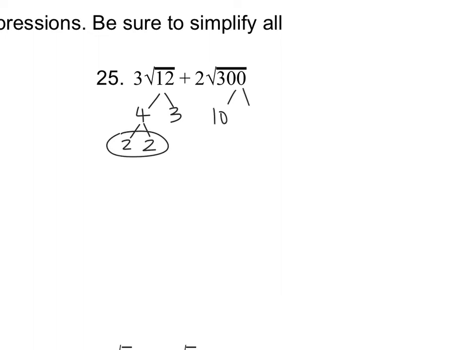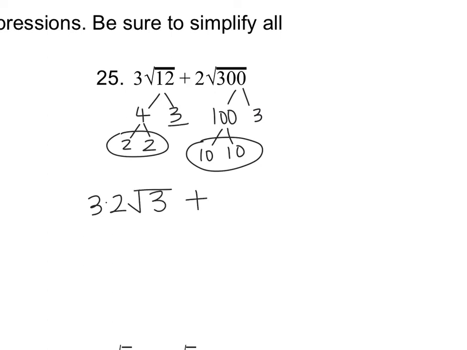300 I can break down as 100 times 3. And 100 I can break down as 10 times 10. Now, I can technically simplify 10 and 10 into 5 and 2, but I already have a pair of 10's, so I don't need to continue simplifying it if I've reached a pair of 10's. So I now have 3 times 2 on the outside of my first square root, and underneath I have a 3, plus, and then I have a 2 times 10, and underneath the square root I have a 3.